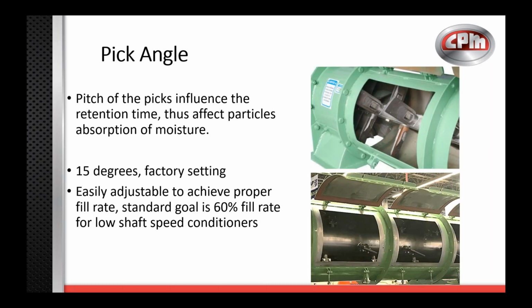So a way that we can influence our retention time is at what angle our pick is set. The pitch of the pick is going to influence how long that product is in there. Thus, it's going to affect the ability of that particle to absorb the moisture. So when we sell a new conditioner or we send one out from the factory, our standard setting is 15 degrees convey. But all these picks are easily adjustable because we want our standard goal fill rate to be around 60%. And I will talk about that here in a little bit. But again, yes, they're easily adjustable.